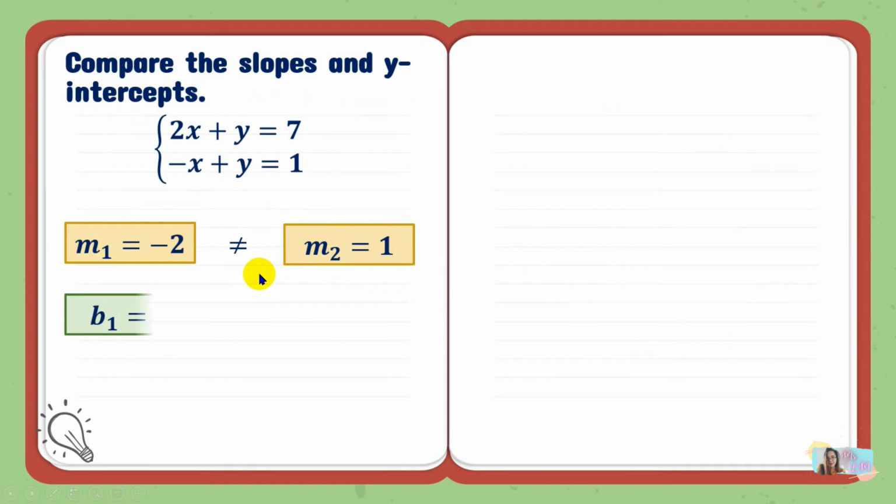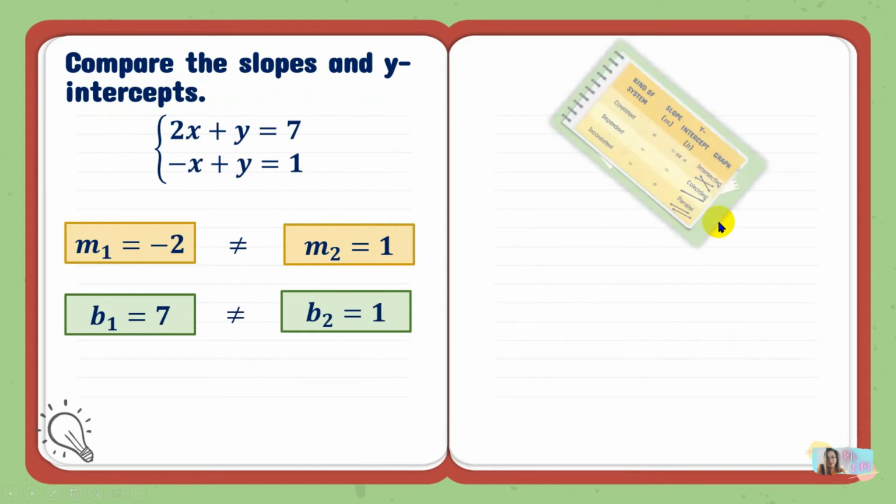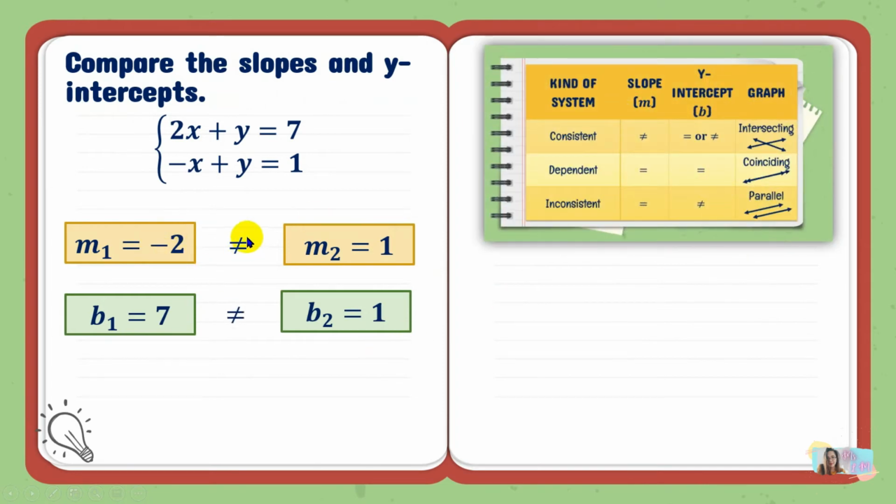And then for the y-intercepts, we have 7 and 1. Are they equal or not equal? So, they are not equal. And ano nga ba ulit dun sa ating table form, yung not equal na slope, not equal din yung ating y-intercept, siya po ay consistent.